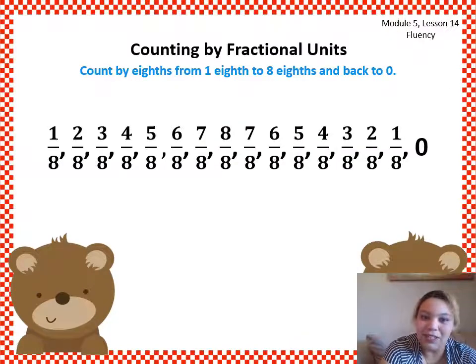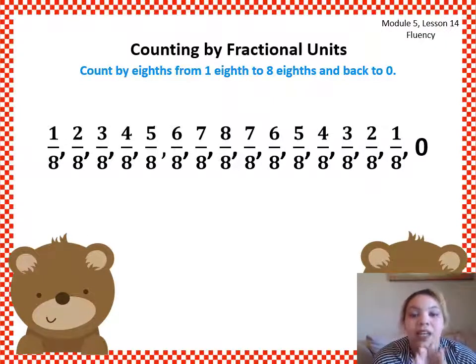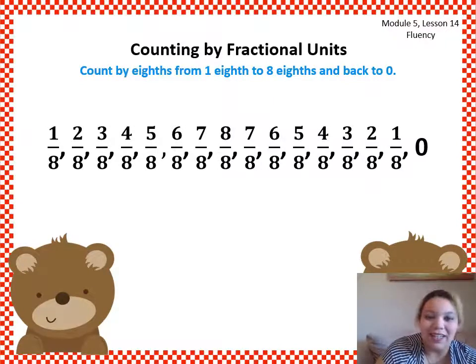Now we're going to do our fluency warm-up, just like we would normally do in class. Go ahead and count with me. We're going to count by eighths from 1/8 to 8/8 and back to 0. Ready? 1, 2, ready, go. 1/8, 2 eighths, 3 eighths, 4 eighths, 5 eighths, 6 eighths, 7 eighths, 8 eighths, which is the same as 1 whole. All right, reverse. 7 eighths, 6 eighths, 5 eighths, 4 eighths, 3 eighths, 2 eighths, 1 eighth, 0.